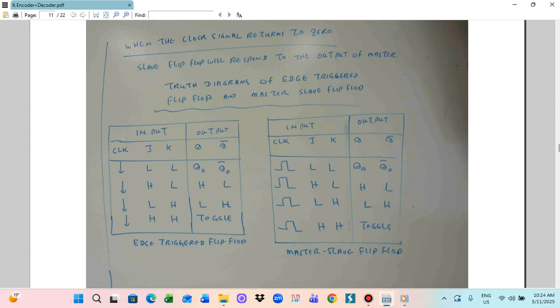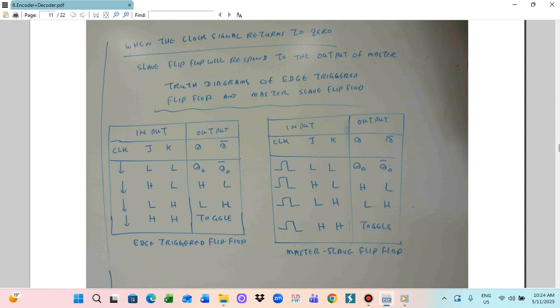In reality, it is only working on the edges and is not accurate. The flip-flop should respond to the whole part. The whole part means this whole part, and this is only the edge. Only working on the edges is not so good. The flip-flop should be working on the whole part. Normally the edge trigger flip-flop is only working on the edge, but the master slave flip-flop is working on the whole part.